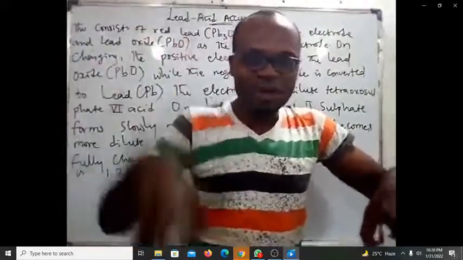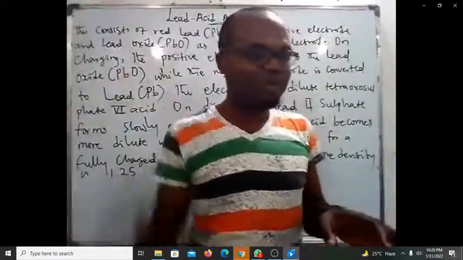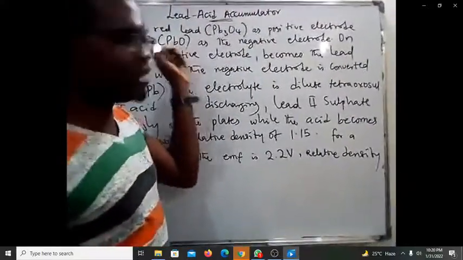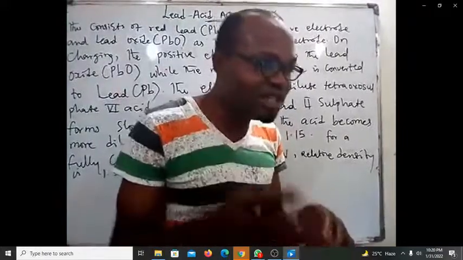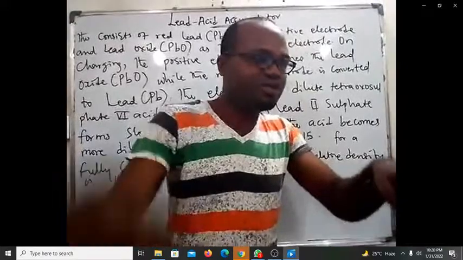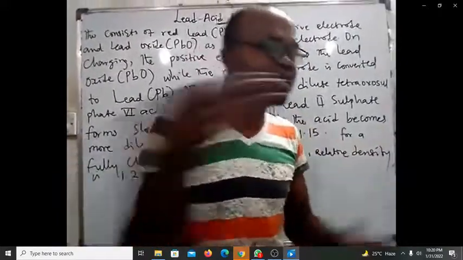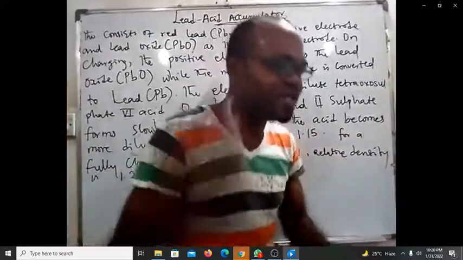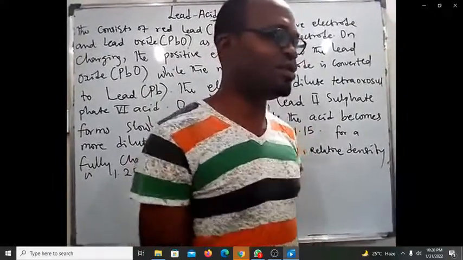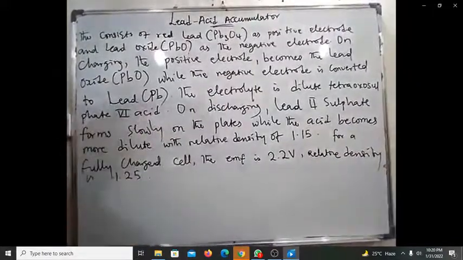You understand? This one will, when it's discharging, when you're using it, you understand? The positive electrode will be red lead, and the negative will be what? Lead oxide. When you're using it, but after using it, when the battery is low, when you want to charge it, the two electrodes change. You understand? It becomes negative. You understand? So it reverses. That's why you can recharge it. You understand? If not, once you finish using it, it will not be used again. But because you can reverse the electrode during charging and during discharging, that's why you can recharge.